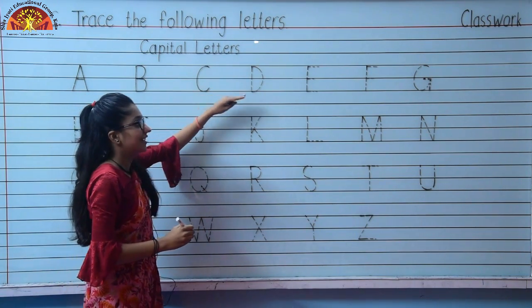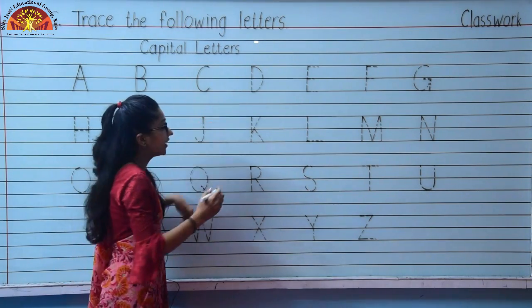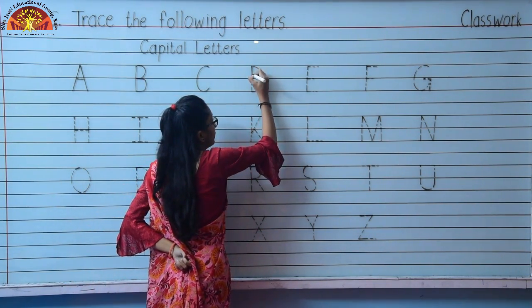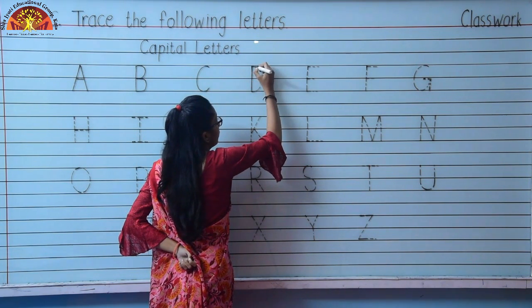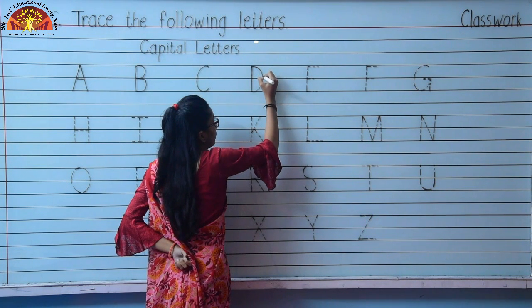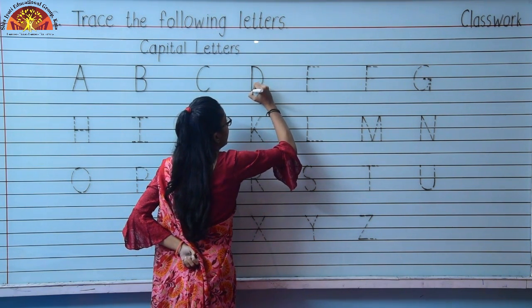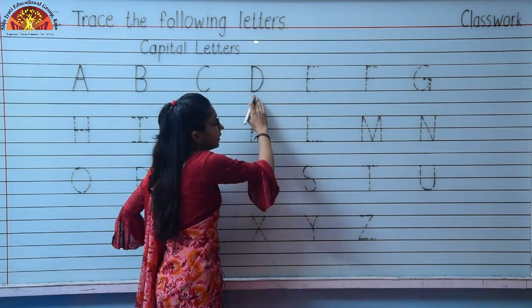After C, next letter is capital letter D. So look over here, draw standing line, then join one long curve. Like this. This is capital letter D.